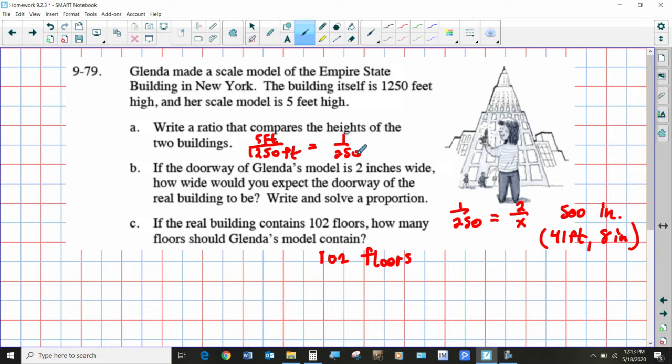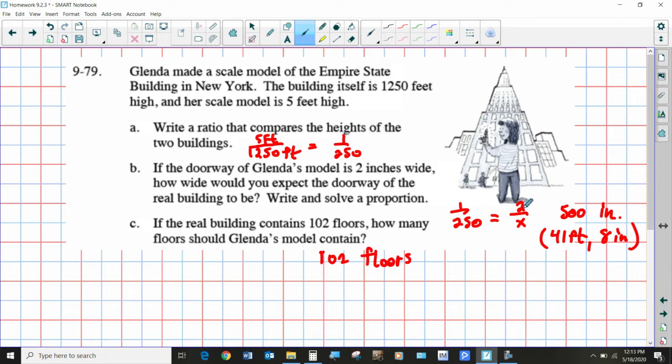Of the actual building. So if the doorway of Glenda's model is 2 inches wide, how wide would you expect the doorway of the real building to be? And so we set this as a ratio, right? 1 over 250 is equal to 2.